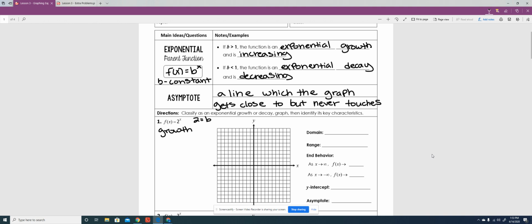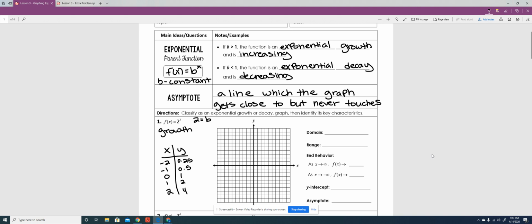All right, now if I want to see how this looks on the graph, I'm going to plug in a couple of values, both positive and negative. So let's go with our standard 5, -2 to +2. If I plug in -2 for x, I get 0.25. If I plug in -1, I get 0.5. If I plug in 0, I get 1. If I plug in 1, I get 2. And if I plug in 2, I get 4.